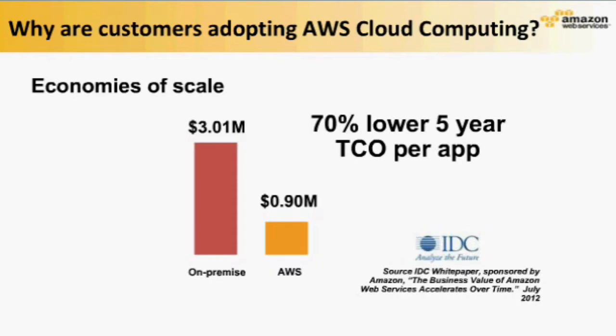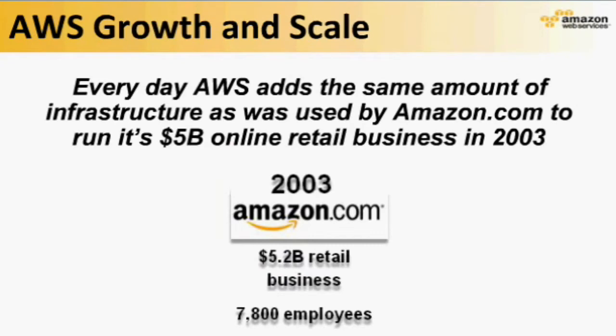To give you a sense of scale for AWS now, every day, 365 days a year, AWS adds the same amount of IT infrastructure as was used by Amazon.com in 2003 to run our global operations for what was then a $5.2 billion online retail business with 7,800 employees. So every day we add that much compute, storage, and network infrastructure to AWS to keep ahead of customer demand. That economy of scale helps us to drive prices lower. We've had 26 price drops for AWS since we launched, averaging 1 price drop per quarter.